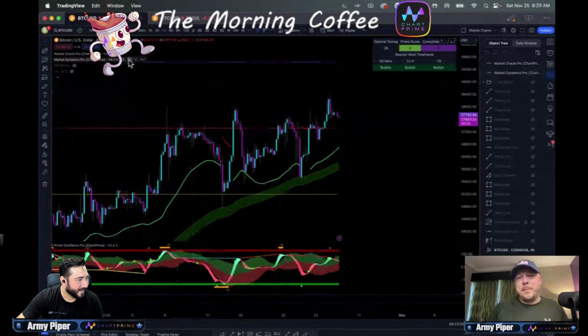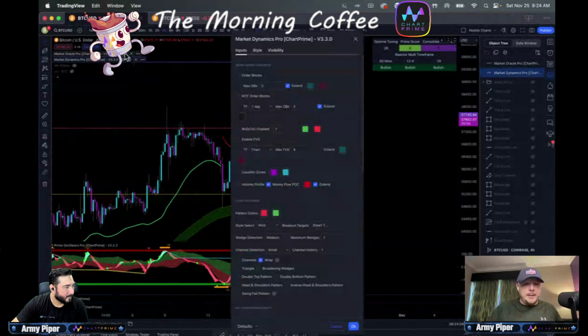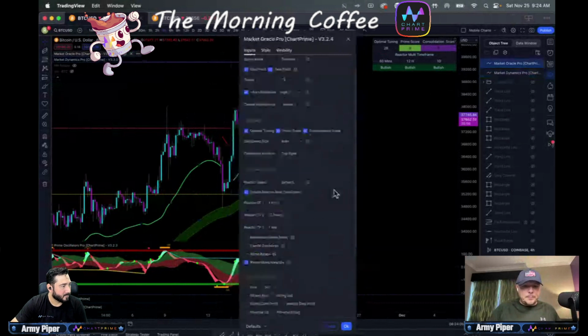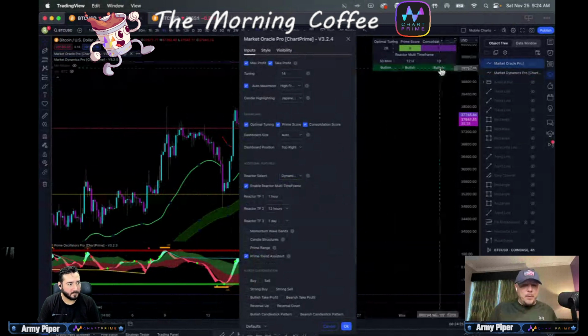All right, so to get to that multi-time frame reactor, guys, it's really simple. We're just going to go in here to the right indicator suite. You've got this reactor select here, and you can see we've got the dynamic reactor and the volume flex reactor, which are two different types of algorithmic, proprietary moving averages that we have here at Chart Prime. But you can enable reactor multi-time frame, and that's going to turn on this other dashboard beneath the Prime Score dashboard. When you do that, you can set your times.